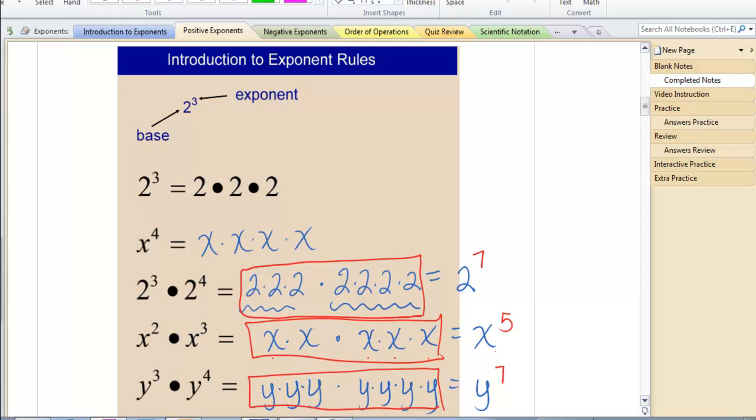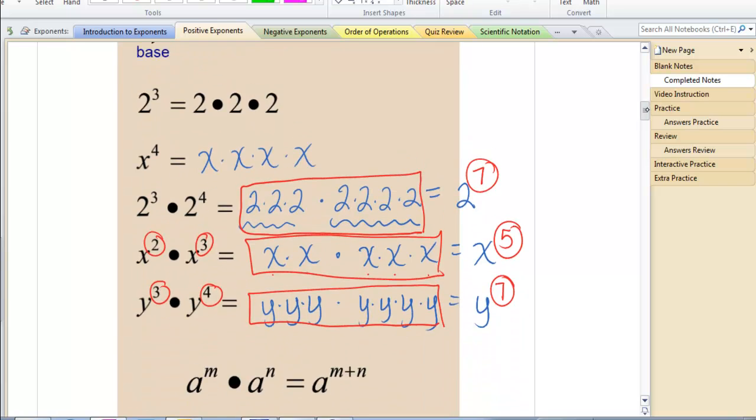So basically, when you multiply the same base together, you count up how many of those bases you have all together, and that's your new exponent. The shortcut to that is adding your exponents. So 3 plus 4 is 7 for this first problem. 2 plus 3 is 5 for the next problem. 3 plus 4 is 7 for the next problem.